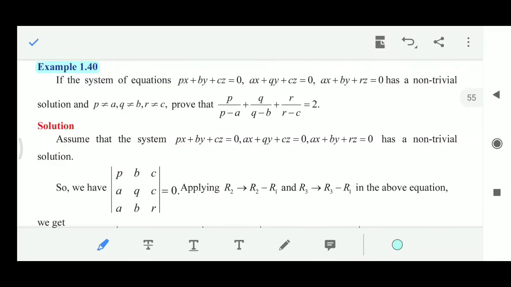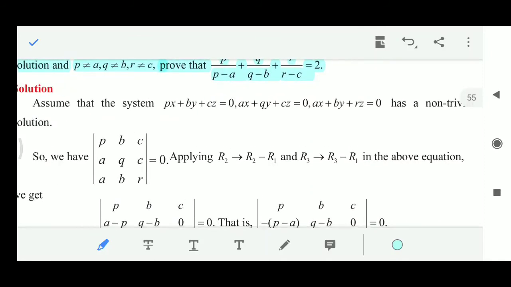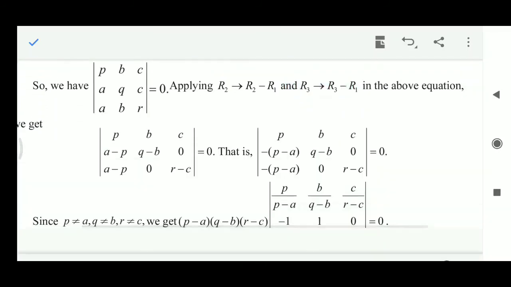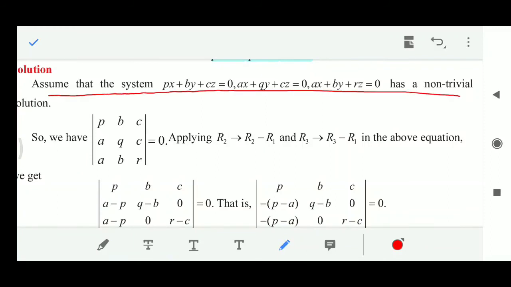Next, the last sum, example 1.40. In this, if the system of equations Px plus By plus Cz equal to 0, Ax plus Qy plus Cz equal to 0, Ax plus By plus Rz equal to 0 has a non-trivial solution, and P is not equal to A, Q is not equal to B, and R is not equal to C, prove that P by P minus A plus Q by Q minus B plus R by R minus C is equal to 2.